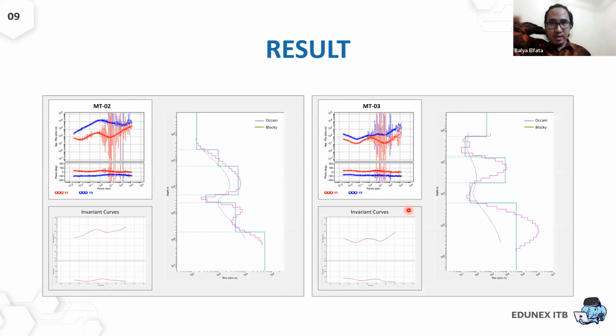The result of this research is this different data, where we have the Blocky method and the Occam method. When it's going to the right, it means that the layer has less impedance, and if it's going to the left, it has more impedance on the layer of the Earth. And this is the height, the depth of the Earth.